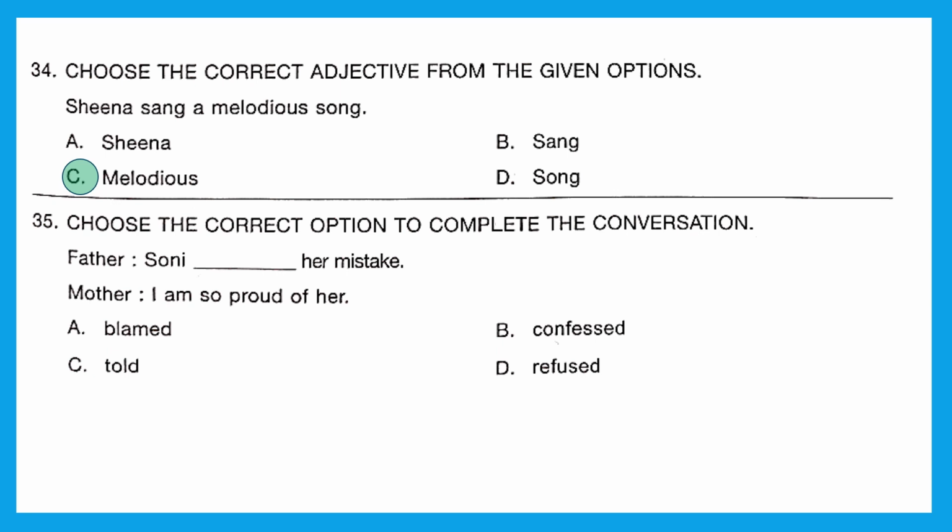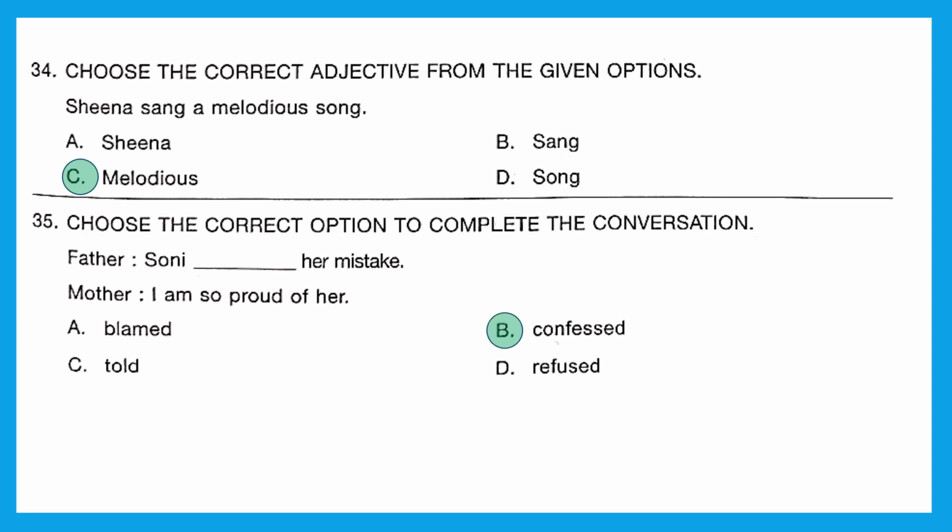Question 35. Choose the correct option to complete the conversation. Father, Soni dash her mistake. Mother, I am so proud of her. Blamed her mistake? No. Told her mistake? Okay. Refused her mistake? No. Confessed her mistake. Now this is the right word to use with mistake.